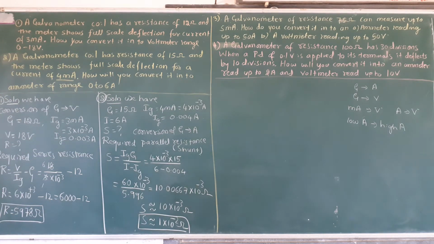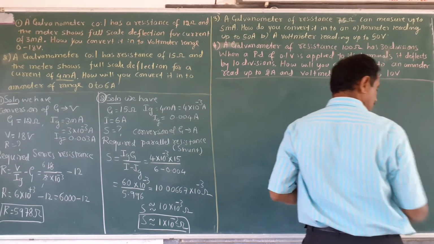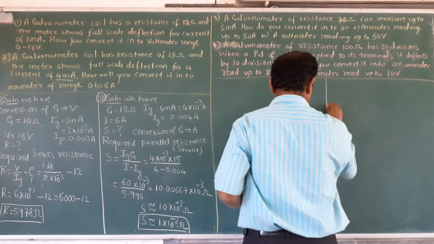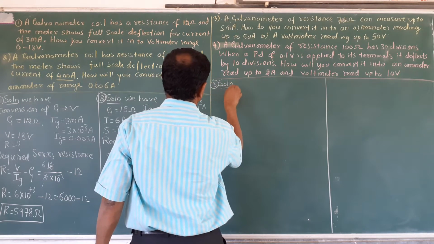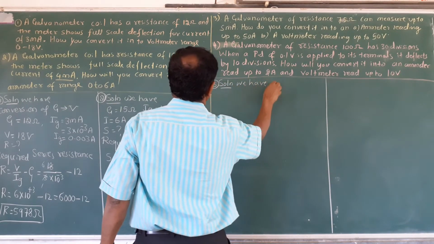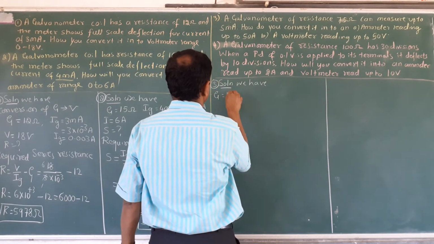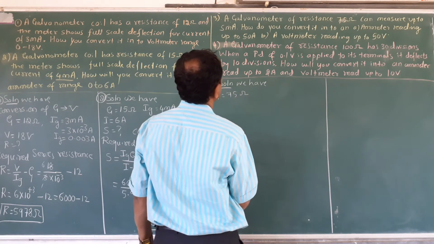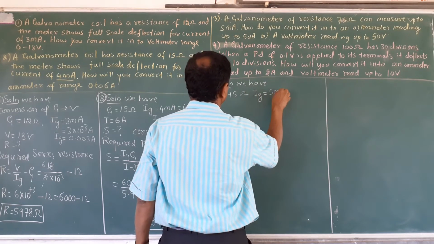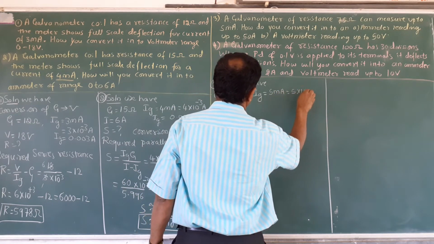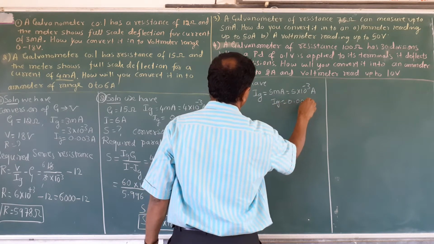Similar problem, third problem. Yes, fine. Now see here, third problem. A galvanometer of resistance G is equal to 75 ohm can measure up to Ig, full scale deflection current, 5 milliampere, 5 into 10 to the power of minus 3 ampere. That means 0.005 ampere.